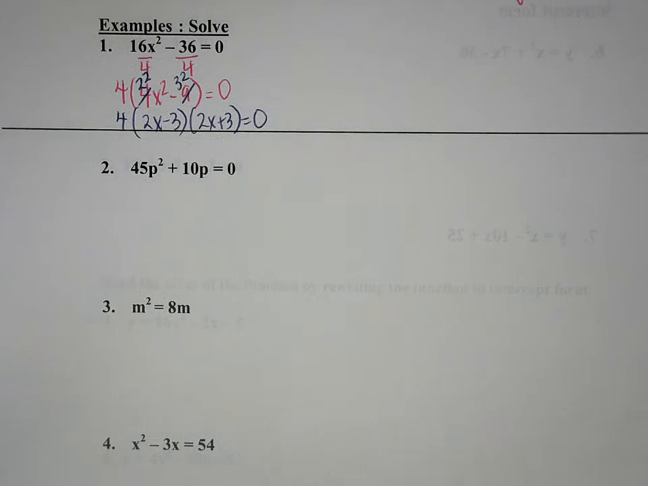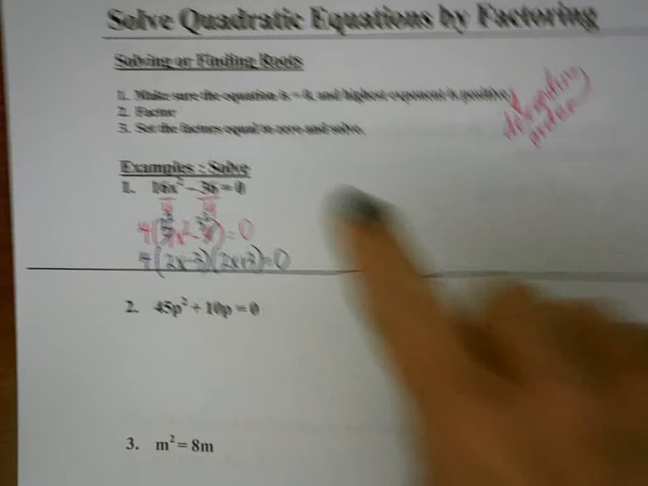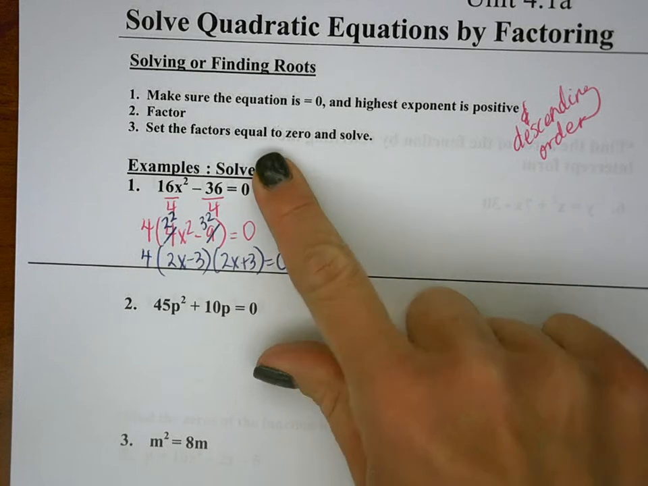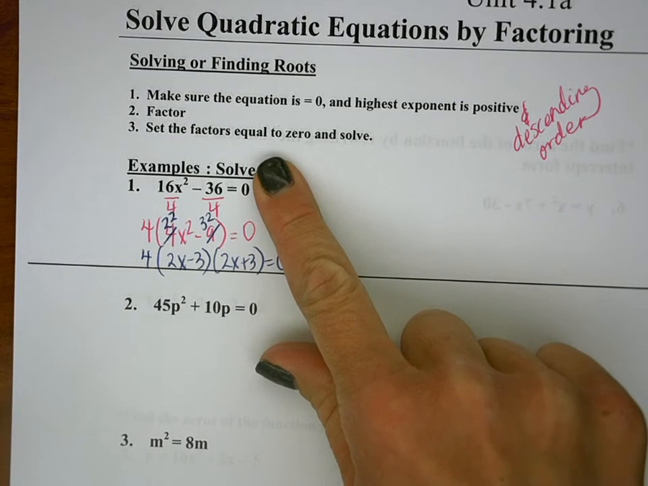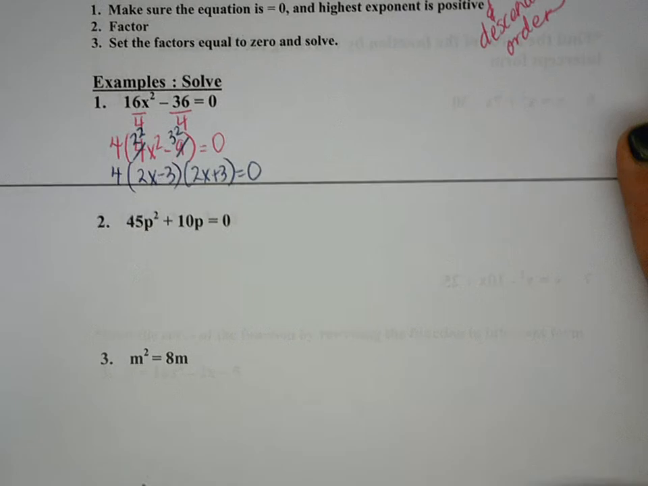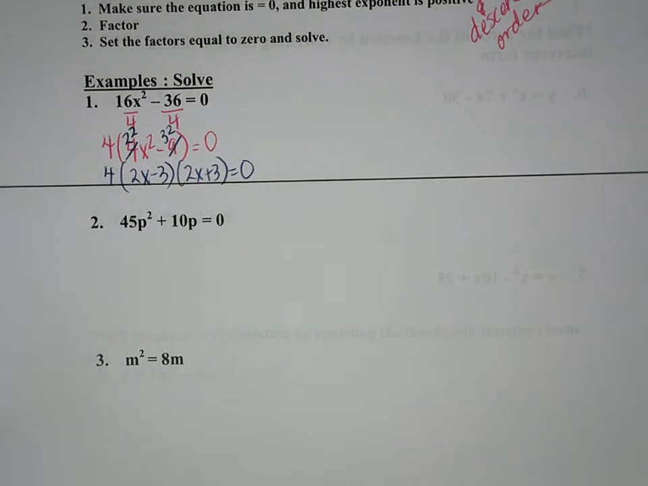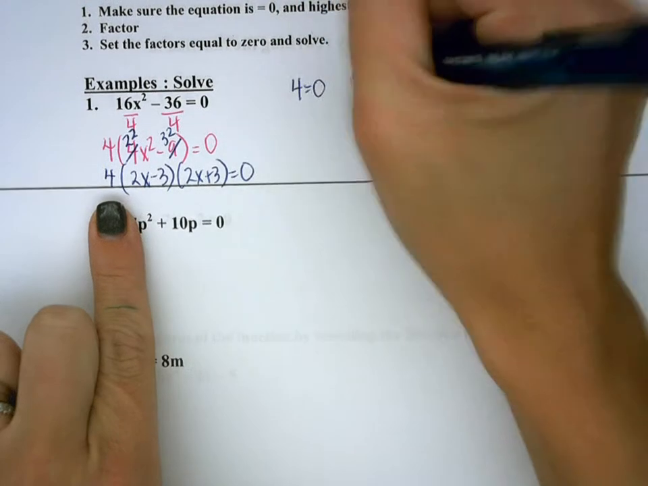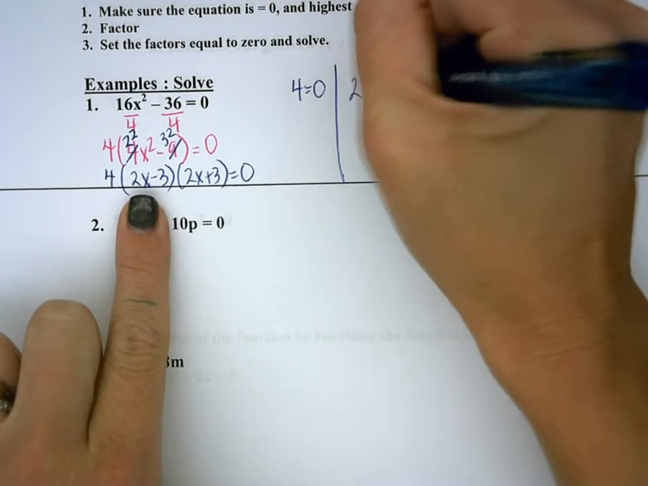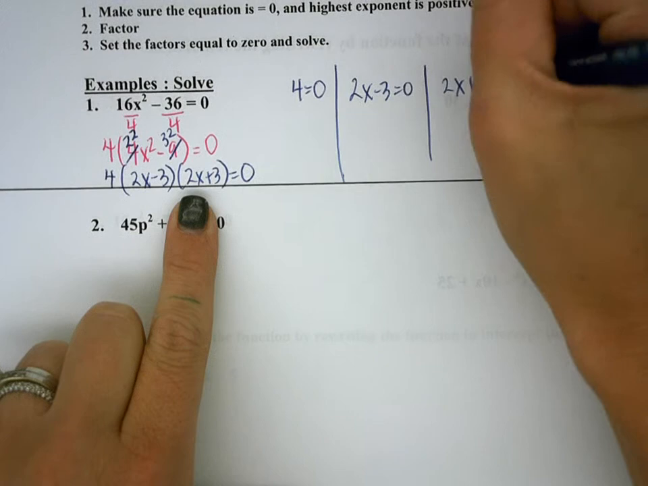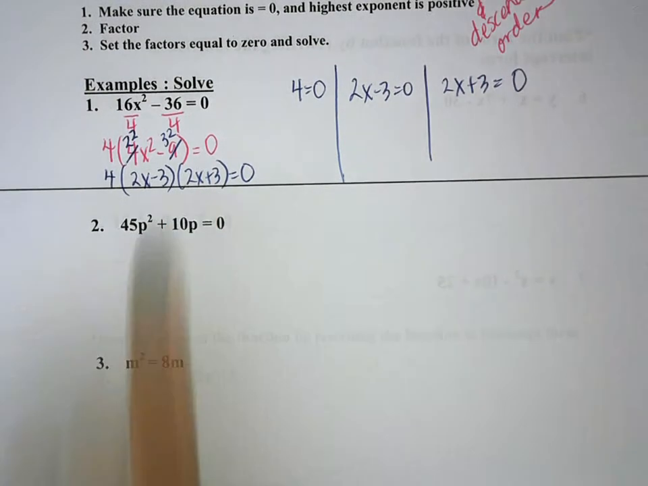No. So at this point, first thing we did, make sure the equation is set equal to 0. The next thing we did was factor. The third thing is you're going to set each of the factors equal to 0 and solve. So here are all of my factors, and I'm setting each of them equal to 0. Starting here, we have 4 equals 0. We have 2x minus 3 equals 0. And we have 2x plus 3 equals 0.